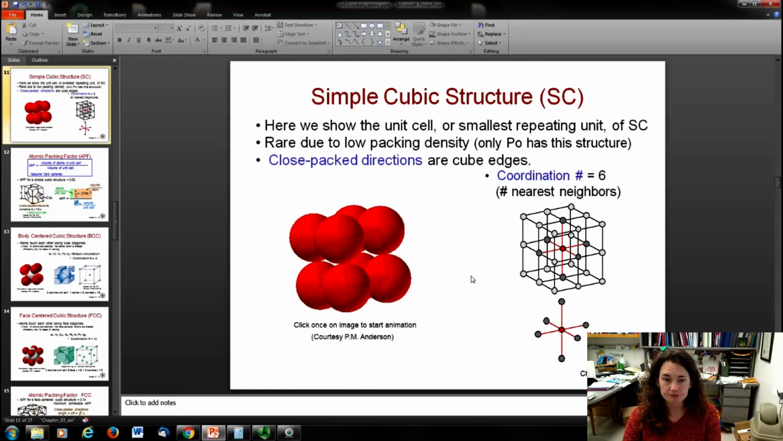Now here we're going to show the unit cell, and the unit cell is the smallest, simplest structure that shows all the bonds. Here the unit cell is a little cube, of course, and the atoms are pictured at each one of the cube corners.